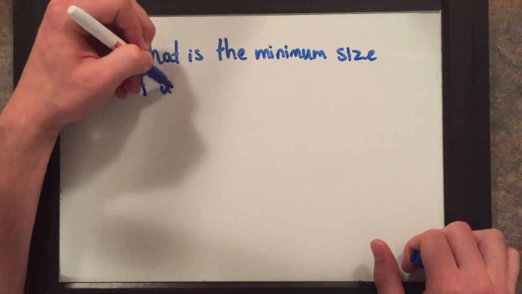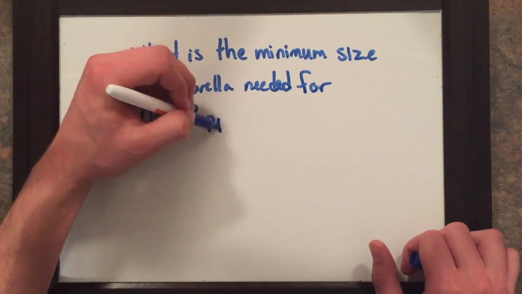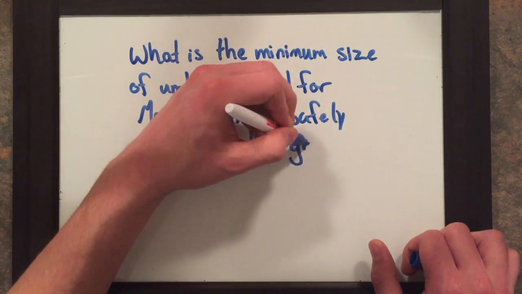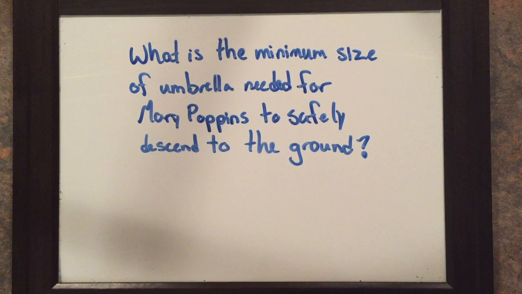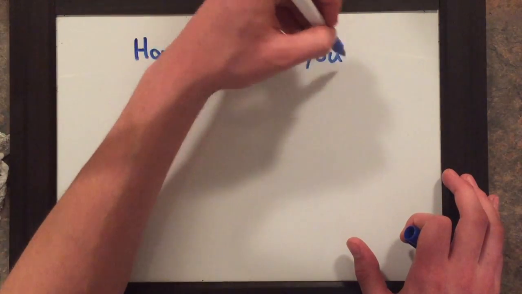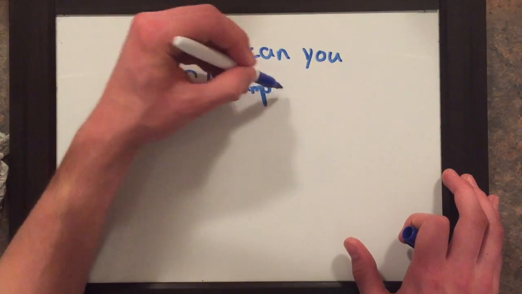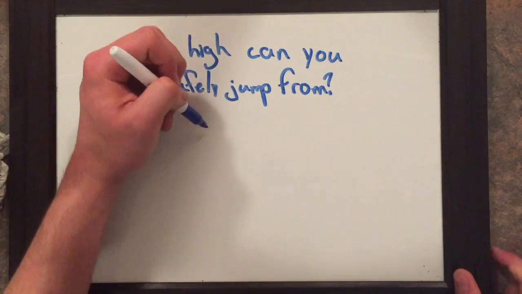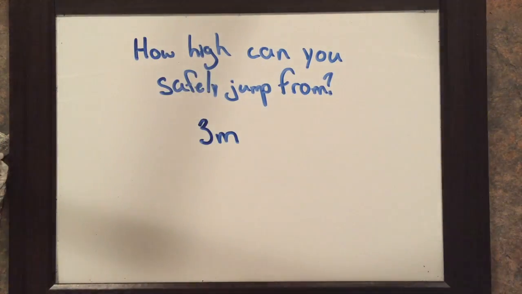So if you were to look outside today and see a woman falling from the sky, what is the minimum size she would need for an umbrella for her to safely fall to the ground? So to find an impact velocity that you could safely land, I asked myself, how high could you jump from? 3 meters would be a height you could jump from and could safely land without injury.